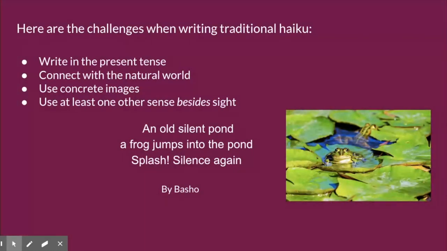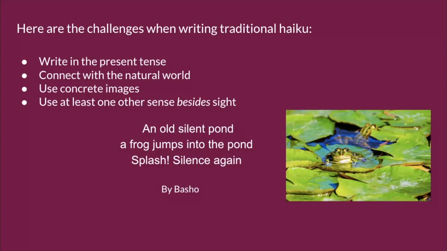There's definitely a connection to nature. We've got frogs and ponds and the silence of the world around them. And we have, just in that reference to the silence, the extra sense of sound accompanying a lot of sight. So all of those requirements have been met. It's in the present tense, the natural world's there, concrete imagery is being used, and we have 2 senses being used.